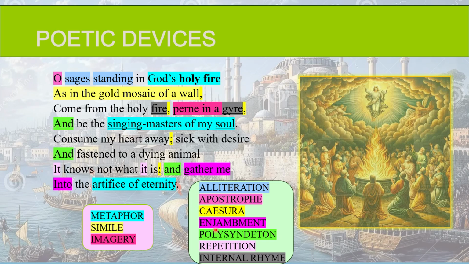Okay, there is enjambment, gather me into, it's continuing, and gather me, the sentence is not finishing here, it's continuing into the next line. Polysyndeton, and another and. Repetition here is in this line, it and it getting repeated.